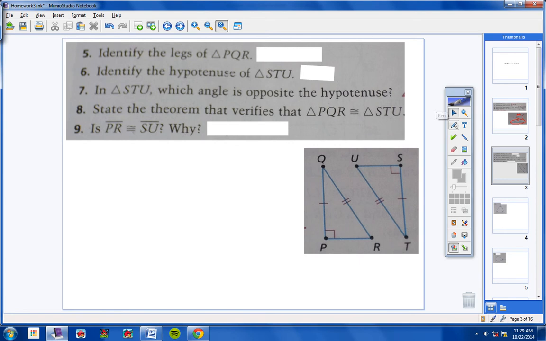Identify the legs of PQR. Okay, well, here's triangle PQR. The legs are the non-hypotenuse sides, so QP and PR are your legs. Okay, moving on to number 6.